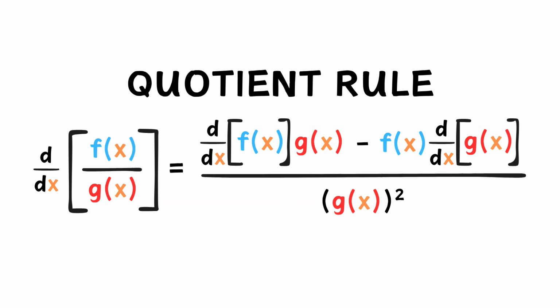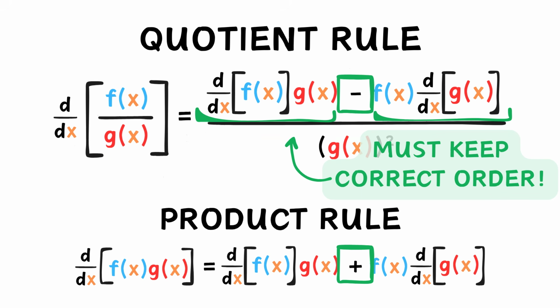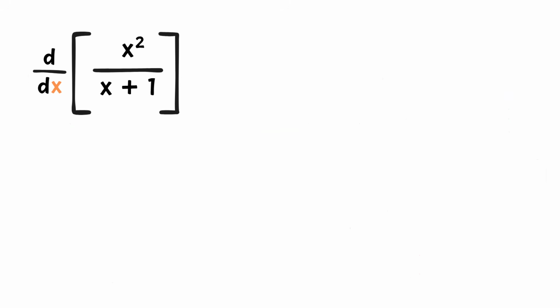Now, take note that in the numerator, unlike the product rule, we are subtracting. This means it's important to keep the correct order of the derivatives, otherwise you'll get an incorrect result. Okay, yes, this is a lot of information. So let's go ahead and see this at work.